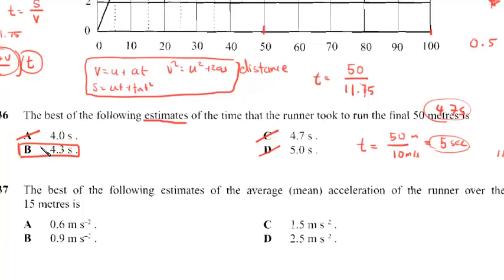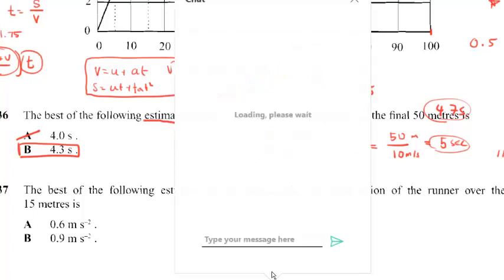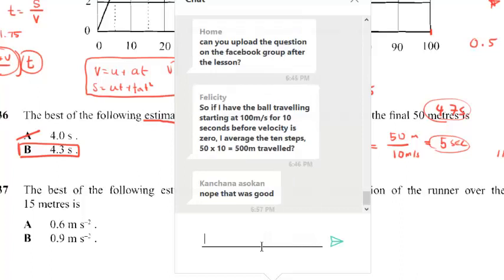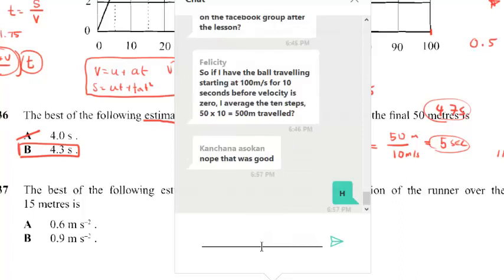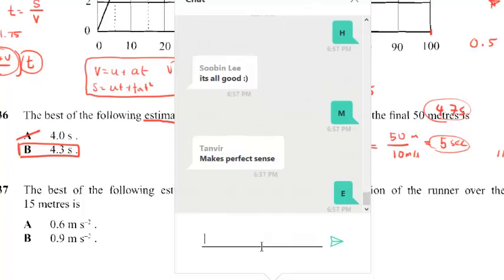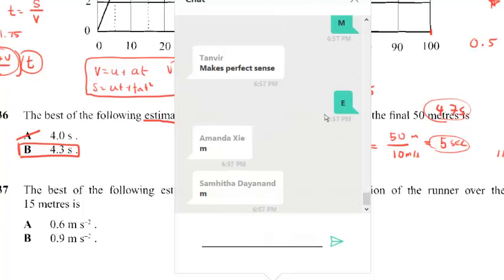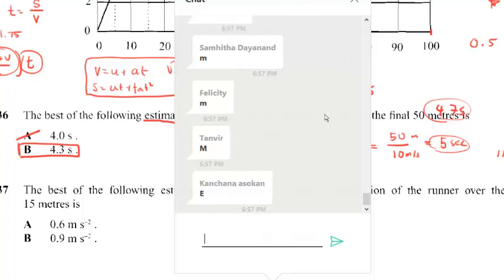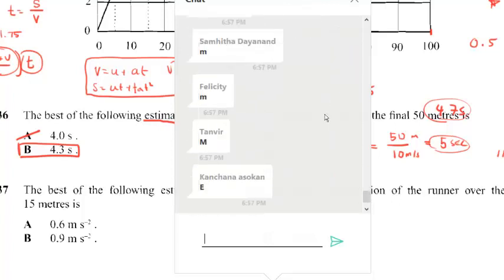Any questions, anyone so far? Is that too hard? Can you type in the chat box: if it's hard, type H; if it's medium, type M; E, easy. Makes perfect sense. Medium. All right, that's good. Easy. Yeah, that's also very good.